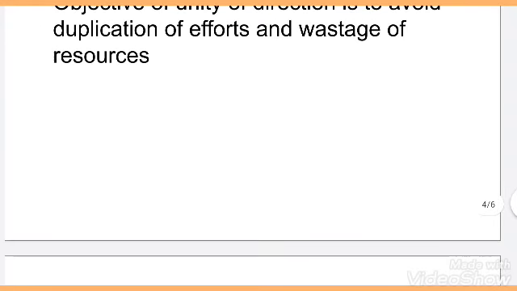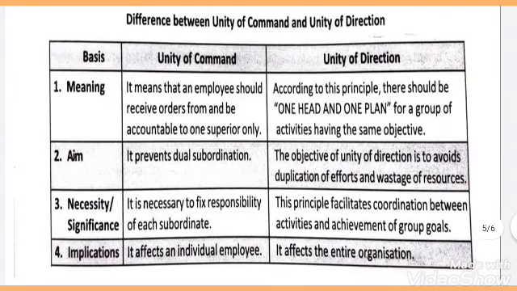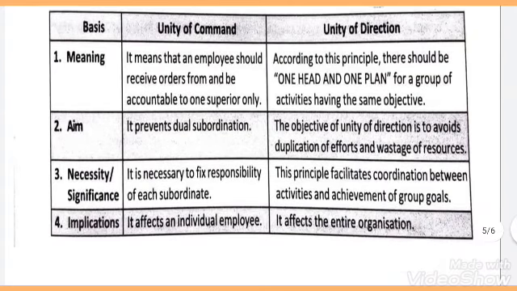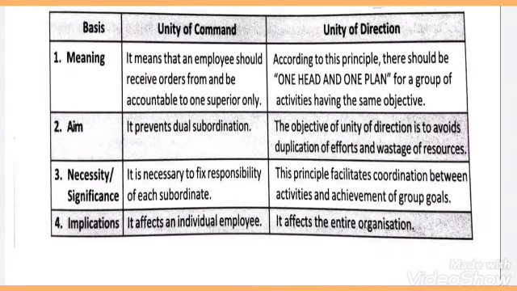Now what is the difference between unity of command and unity of direction? As you can see here on the screen, the first difference is on the basis of meaning. As I already told you, unity of command means that the employee should receive instructions or orders from, and be accountable to, only one superior. Whereas under unity of direction, there should be one head and one plan. Second, based on aim, unity of command prevents dual subordination, whereas unity of direction is majorly done to avoid any duplication of work. Then the necessity and significance: unity of command is necessary to fix the responsibility. You need to tell them you are responsible and answerable for this particular task, so you need to fix the responsibility of each subordinate. Whereas unity of direction facilitates coordination between the activities and achieving the group goal.